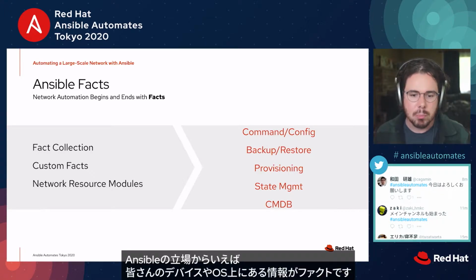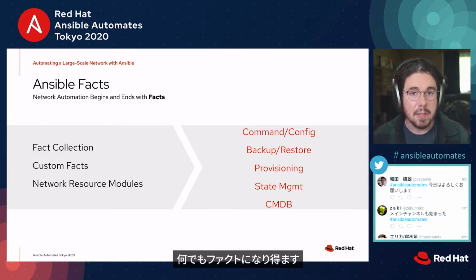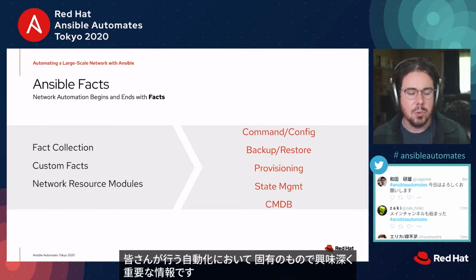And from the Ansible standpoint, facts are information that is on your devices or on your OS. It may be applications you have installed. It may be versions. It may be vendors. It could be anything. It's information that is unique and interesting and important to you in your automation.